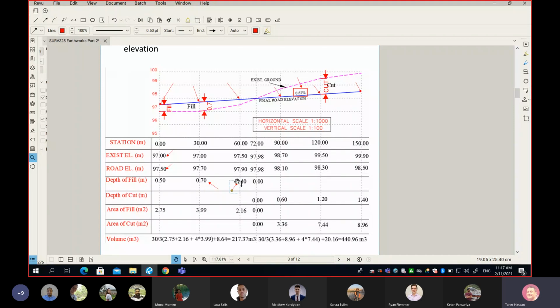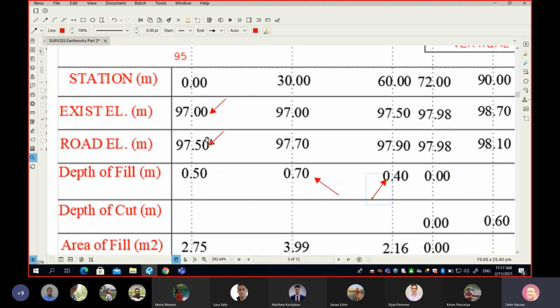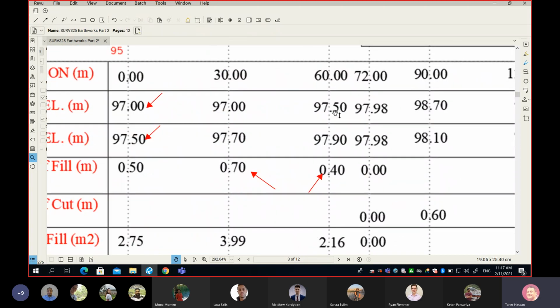I want to mention how can we put the number in cut or fill? There are two methods. Whether by numbers, look at the numbers, you can see here I say road is higher than existing. So this goes into fill. Road 97.7 is more than existing. So this goes into fill. 97.9, 97.5. So also we have a 0.4 difference. And the road is higher. So it goes into the fill.